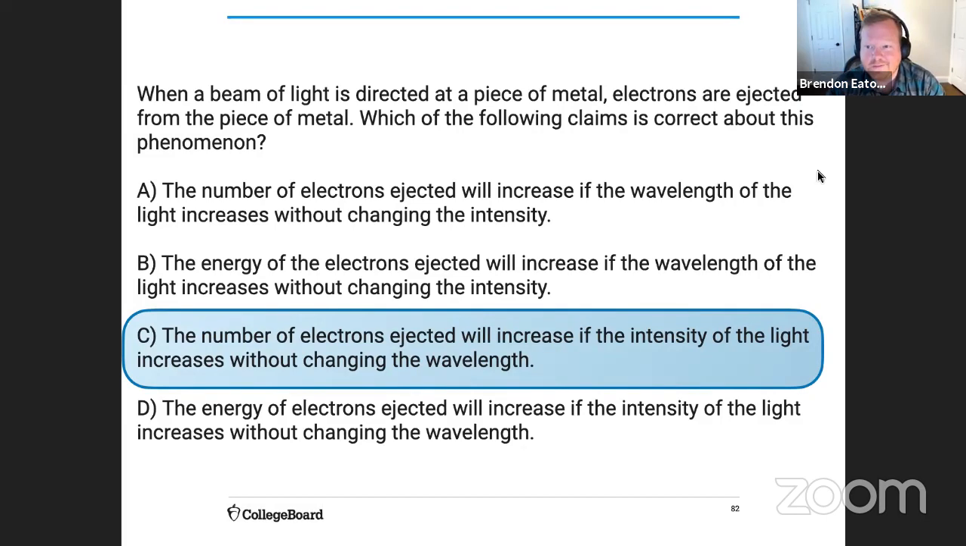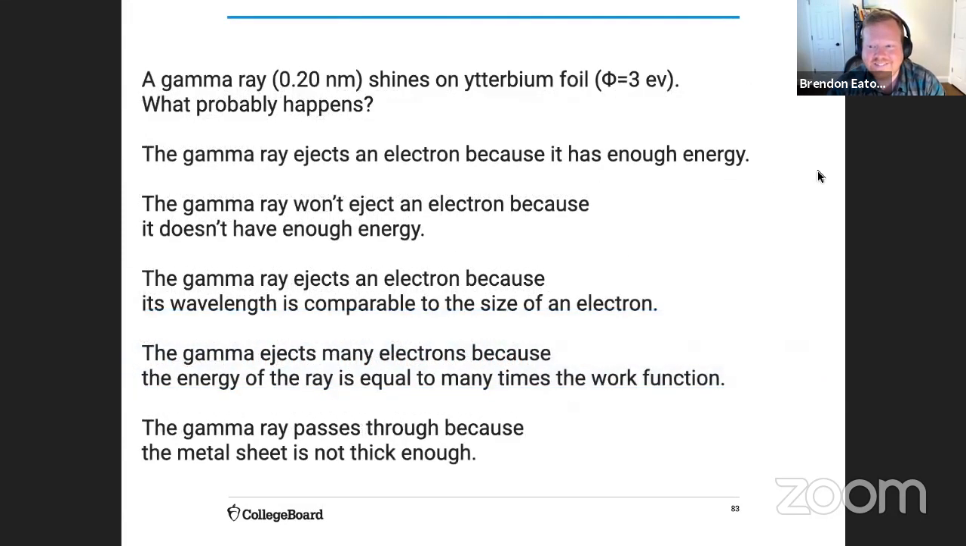And there's our right answer. All right. But what if we shine a gamma ray on a piece of foil with the work function of about 3 electron volts? Now there's the wavelength of a gamma ray, 0.2 nanometers, and the work function of ytterbium, 3 electron volts. What do you think happens?